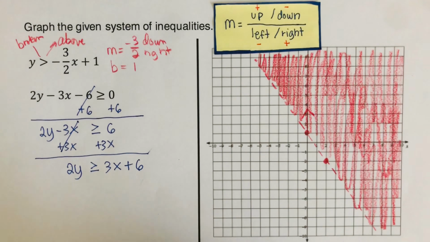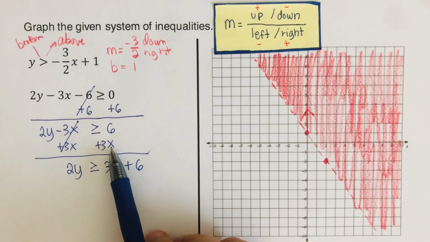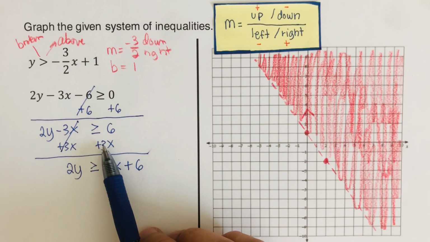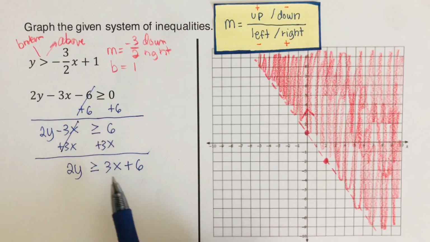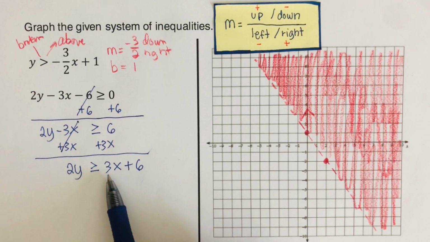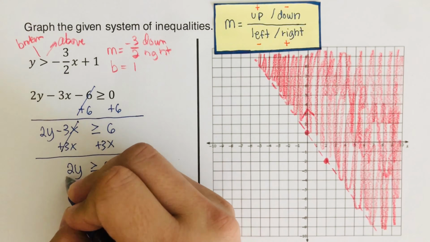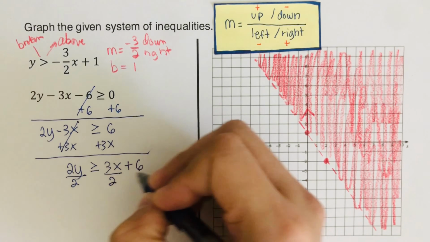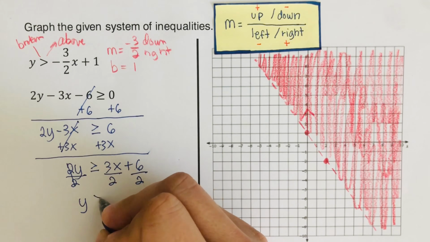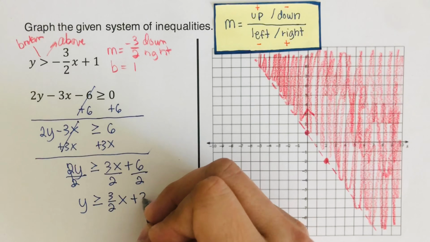Now others might think that should be 9x because we have a 6 plus 3x. That is not the way to do it. This 6 and 3x are not like terms. You're not supposed to add them together. You're supposed to separate them from each other. So that's 2y equals 3x plus 6. Since we want y by itself here, we're dividing both sides by 2. So we are left with y is greater than or equal to 3 over 2x plus 3.